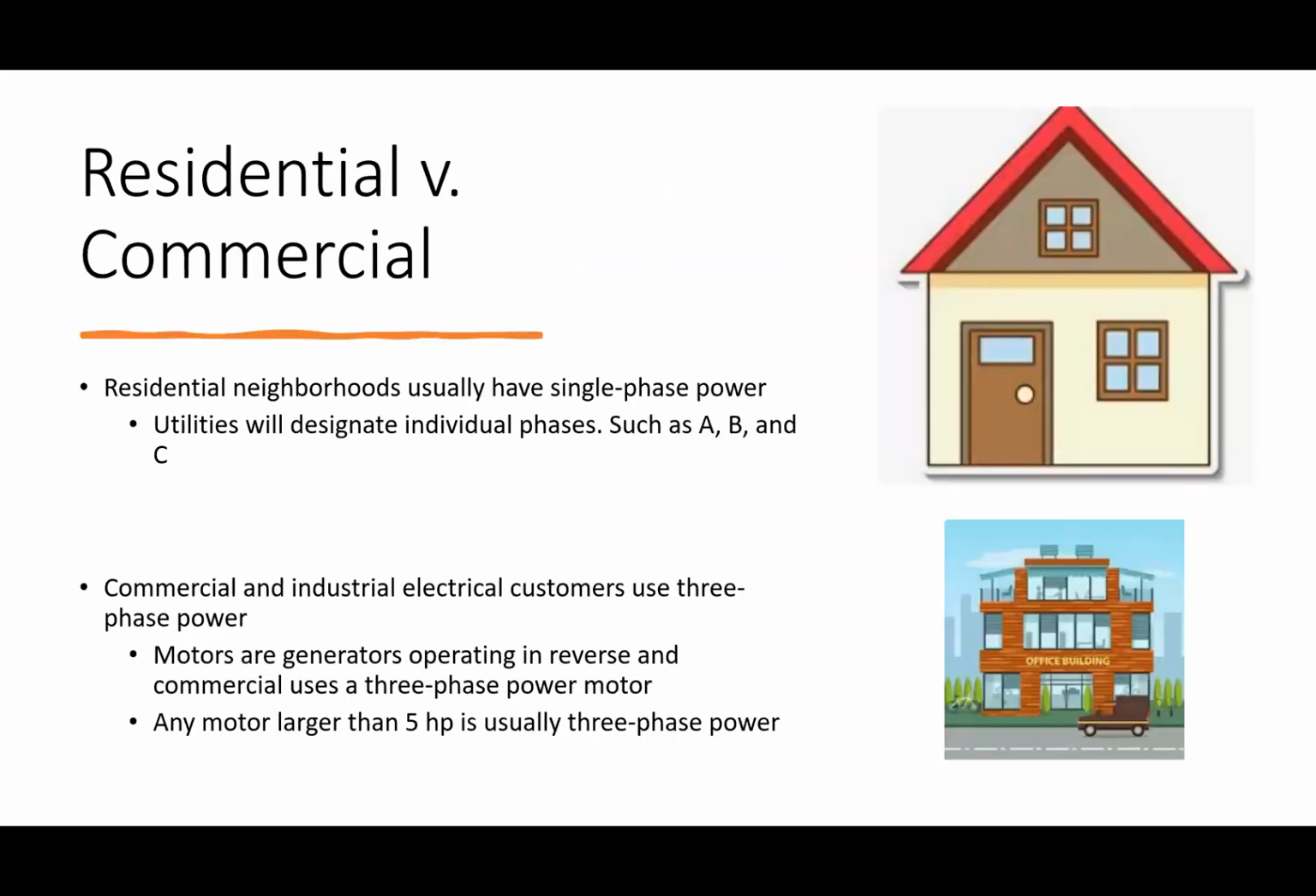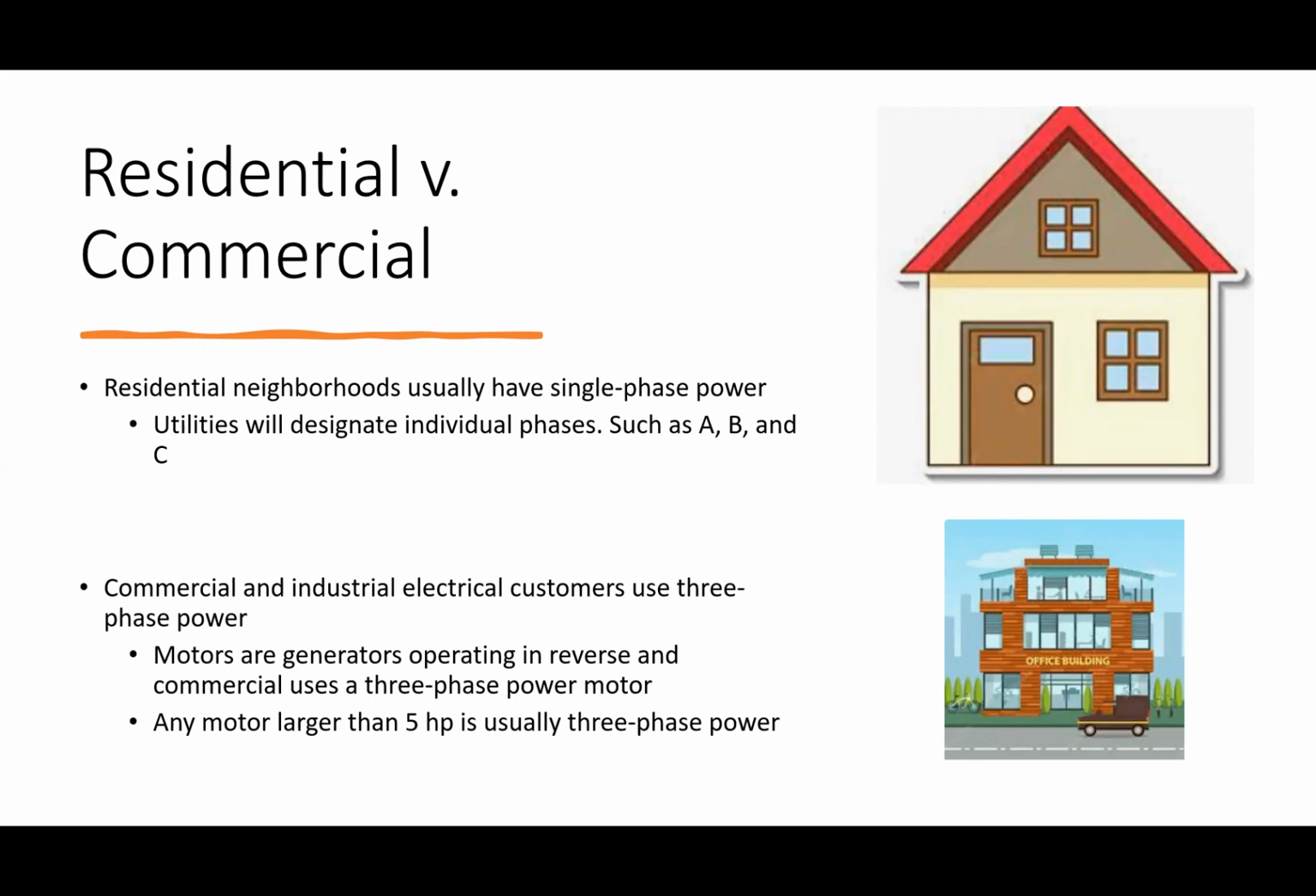Now we have the different uses of them. Residential neighborhoods usually have single phase power. The utilities will designate individual phases such as A, B, and C. This allows them to configure them to meet the needs of each house. If one neighborhood is connected to AB, then the next will be connected to BC, so they do not overlap. And then the final one will be connected to CA. This allows the total load to be balanced. All three neighborhoods are connected to different connections.